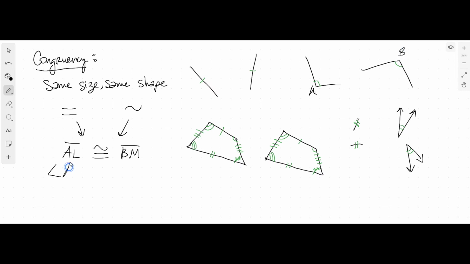So I'd say angle A is congruent to angle B. And if I wanted to talk about the angle measure, so let's call this X and this Y, and I wanted to say that X and Y are the same angle or same measure, I'd say the measure of angle A equals the measure of angle B.